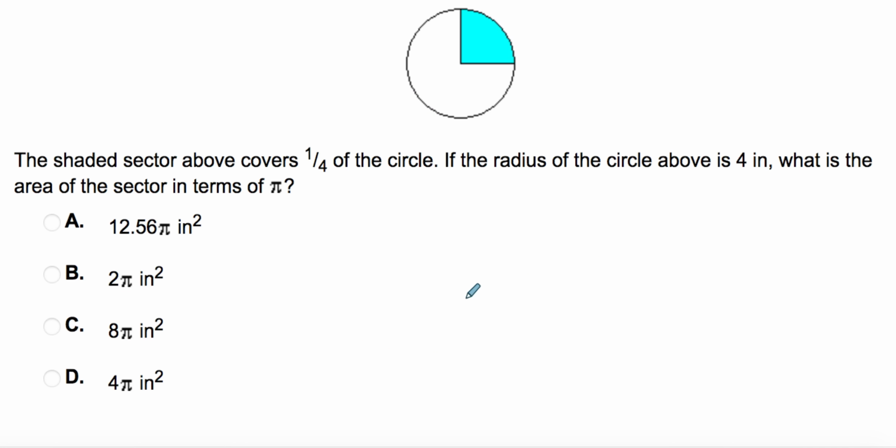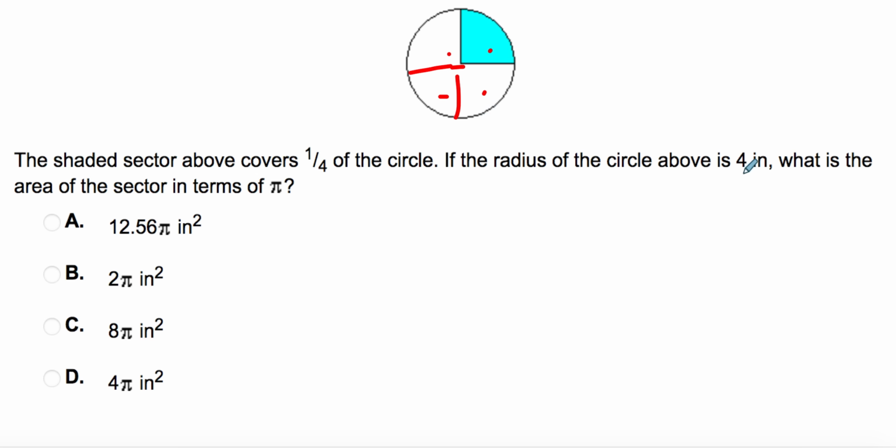Sector of a circle. Notice that the sector of the circle is just this shaded part. It's only part of it. And in this case, it tells me it's 1/4 of that circle. So how do I find the area of just this part? Well, it's easy. Find the area of the whole thing and divide it by 4. I'm going to divide it into 4 parts.